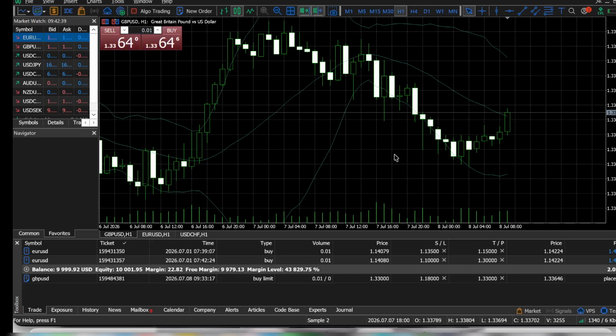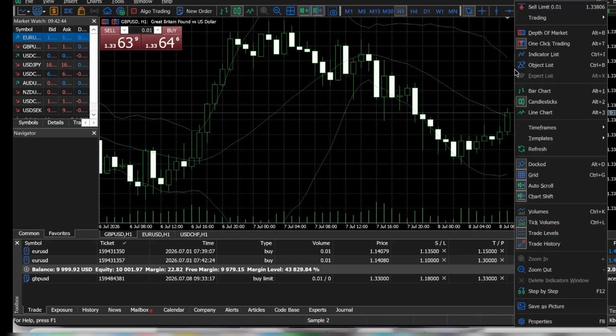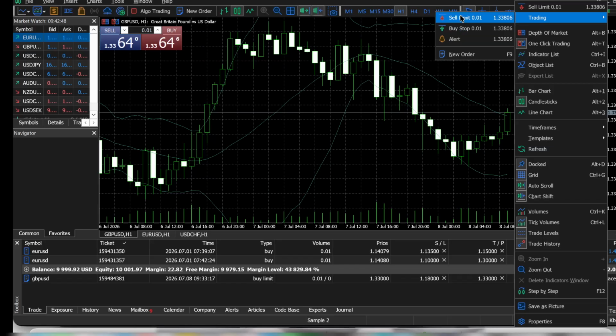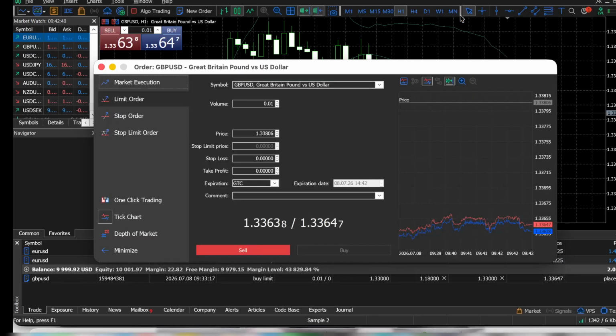Once you're ready, right-click in the platform to bring up the trading menu. From there, click on Trading and then select Sell Limit. After that, the order window will appear. This is where you'll enter the details of your pending order. In the price field, type the level where you want the sell order to be triggered. Because this is a sell limit order, that price should be above the current market price. If the price is below the market, then it would not match the purpose of this order type.